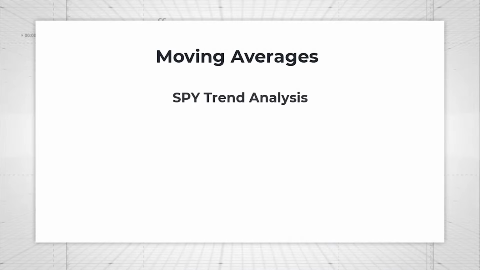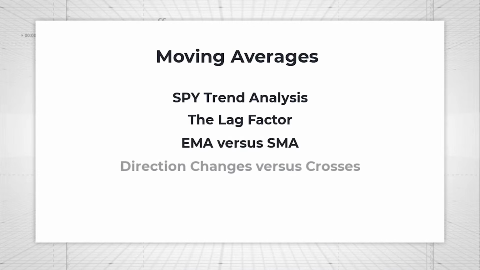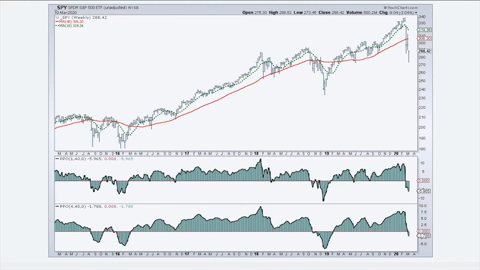So today we're going to go over moving averages, the lag factor, EMA versus SMA, and direction versus cross. So let's start off with a weekly chart for the S&P 500, and this is what I use to get my broad market assessment. You know, sure, small caps are interesting, but it's the S&P 500 that is the main driver of the stock market.